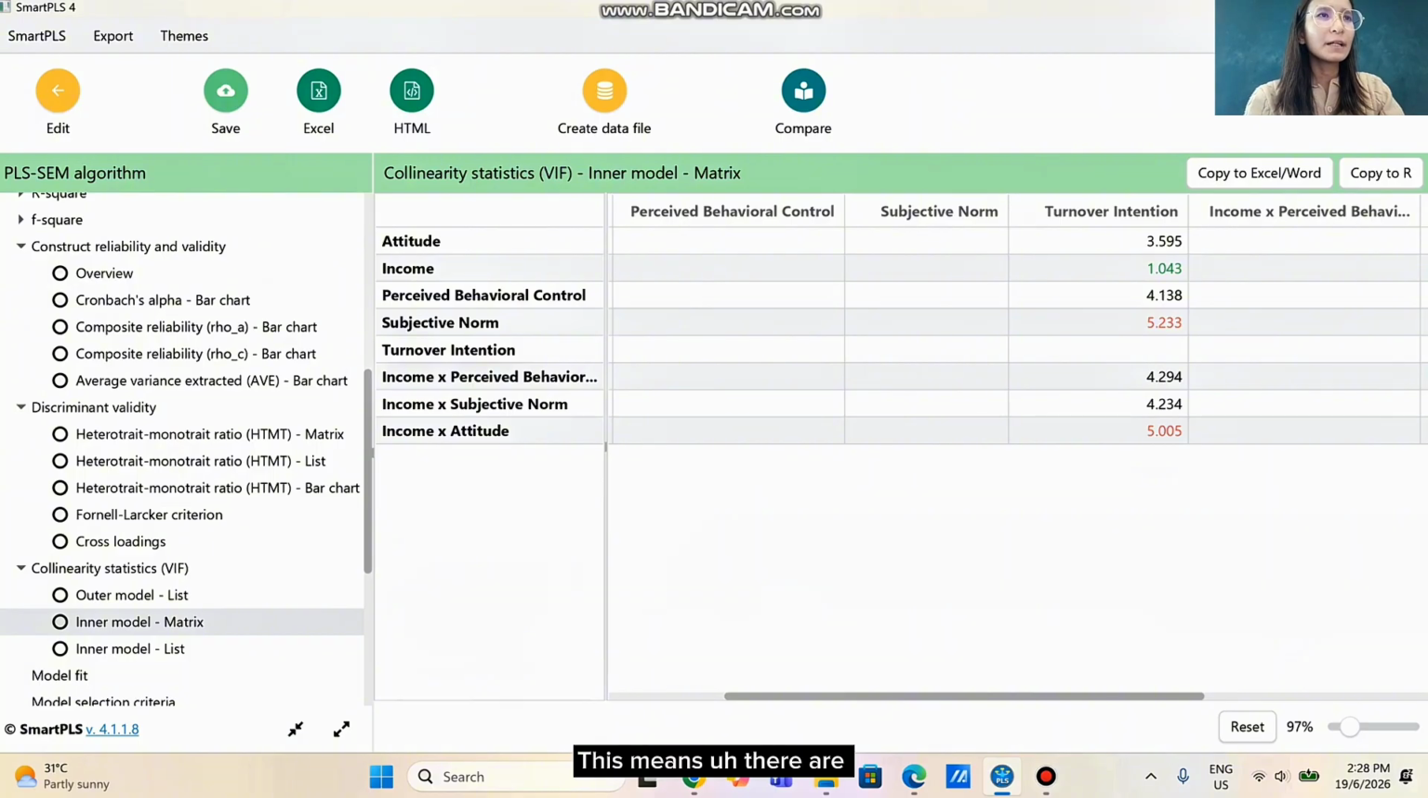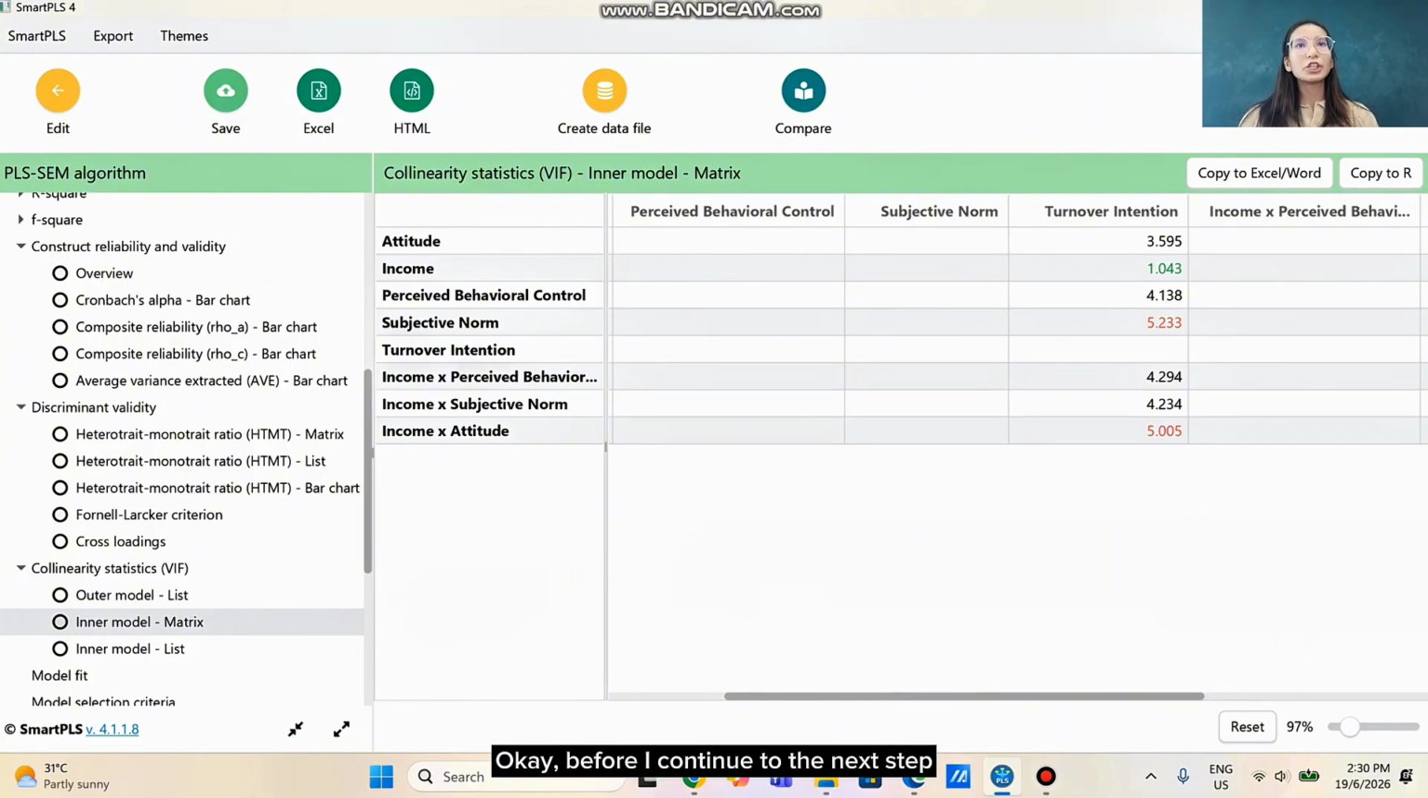This means there may be a potential collinearity issue for this predictor. Now I feel a bit worried because some values are red, but the values are only slightly above the threshold. I will not change the red data because the data must remain original. Instead, I will report this result honestly and continue with the analysis.